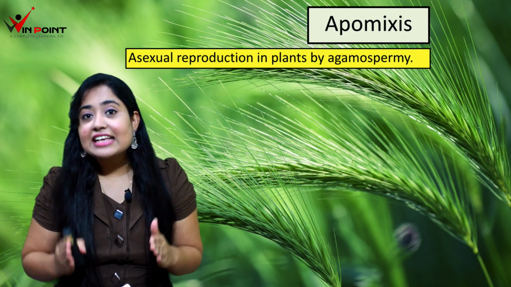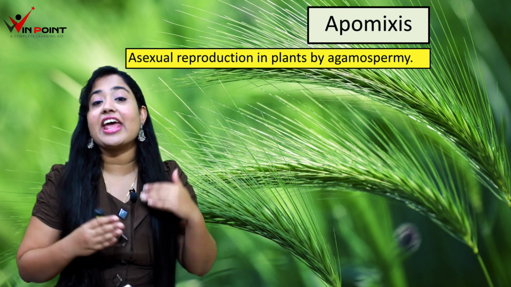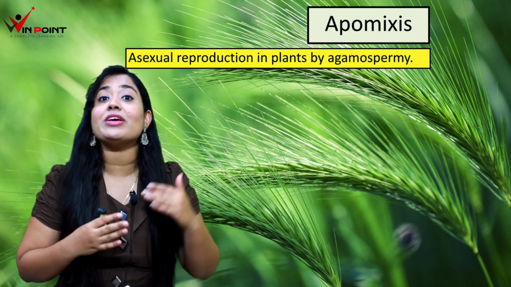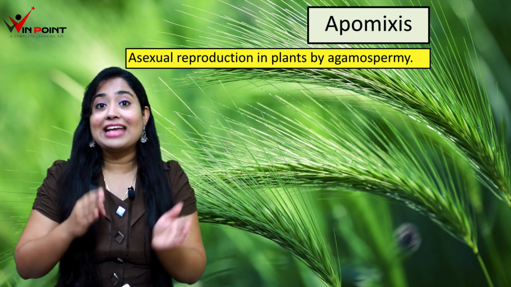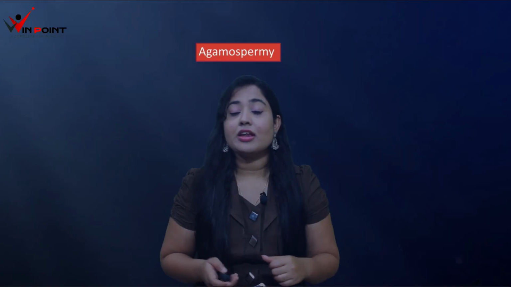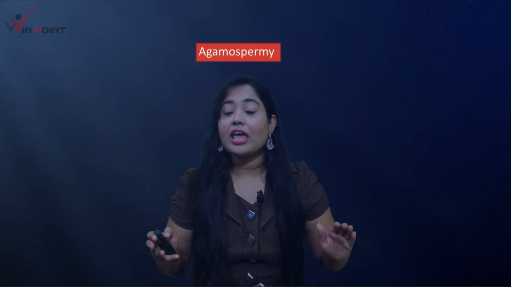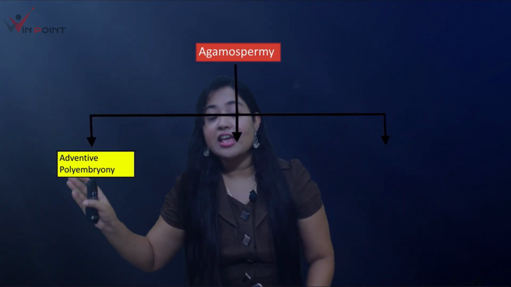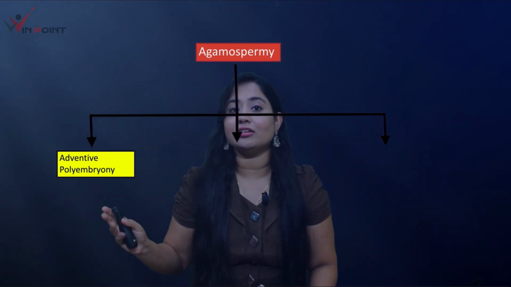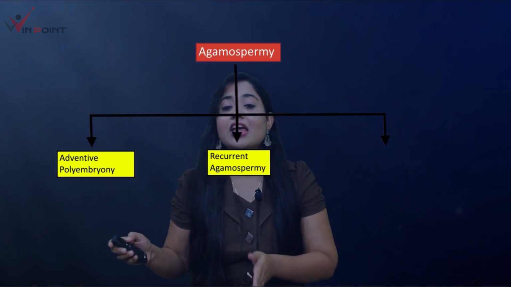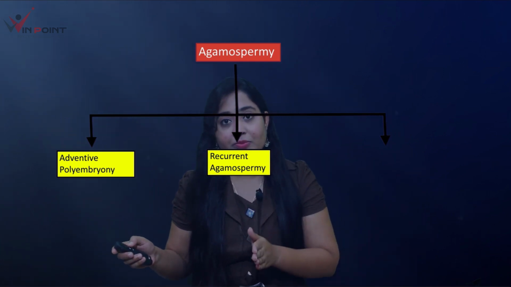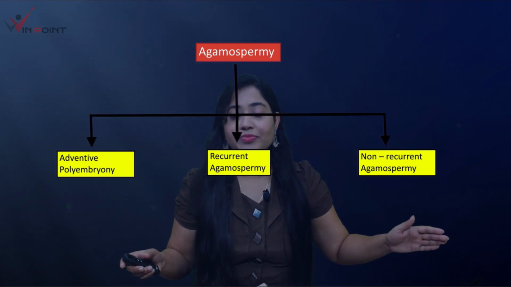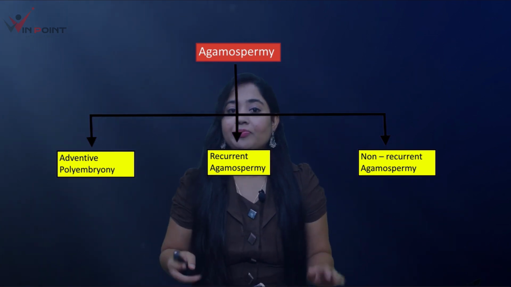Apomixis. It's an asexual reproduction in plants by egmospermy. Now, what is egmospermy? Egmospermy is the formation of embryo from an unfertilized ovule. Now, egmospermy is categorized into three categories. The first category is adventive polyembryony, the second category is recurrent egmospermy, and the third category is non-recurrent egmospermy. So let's discuss one by one.